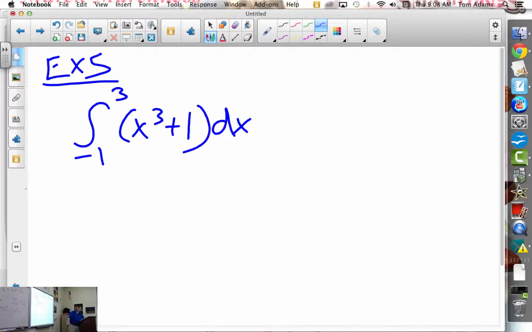So how would I do that? Well, first we need to figure out what the antiderivative is. What do I take the derivative of to get x cubed plus 1? It's going to be x to the 4th over 4, because if I take the derivative of x to the 4th over 4, I toss the 4 to the front, the 4's cancel, and when I subtract 1, I get x to the 3rd. And then plus 1x. If I take the derivative of 1x, I get 1.